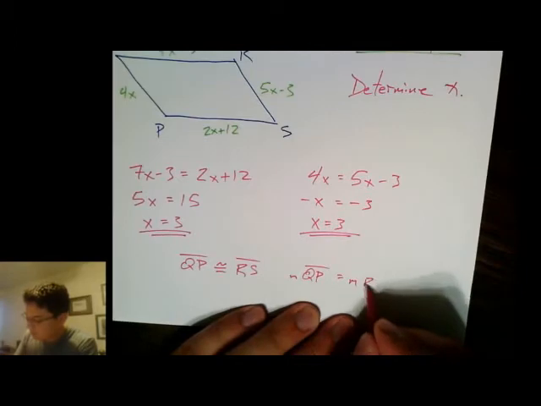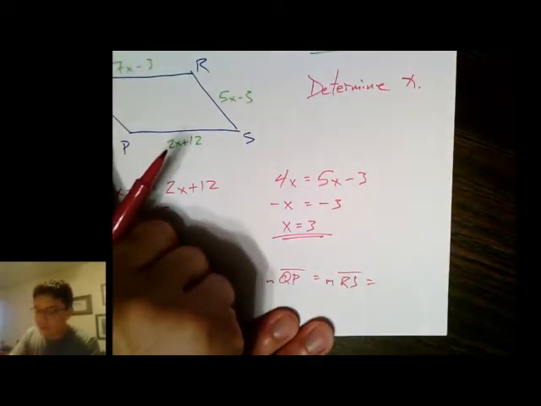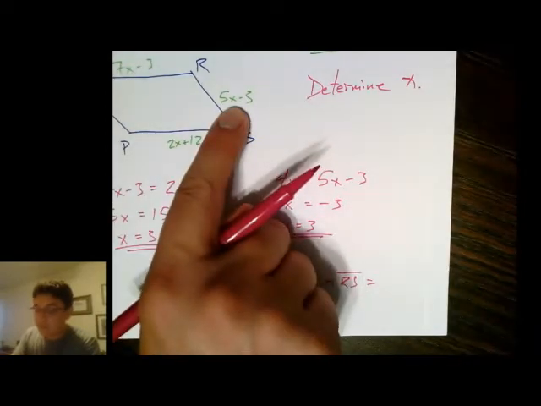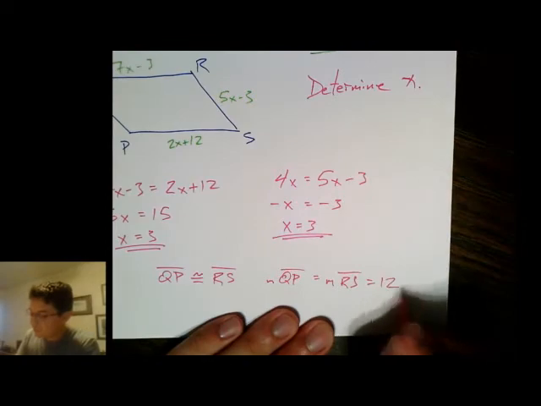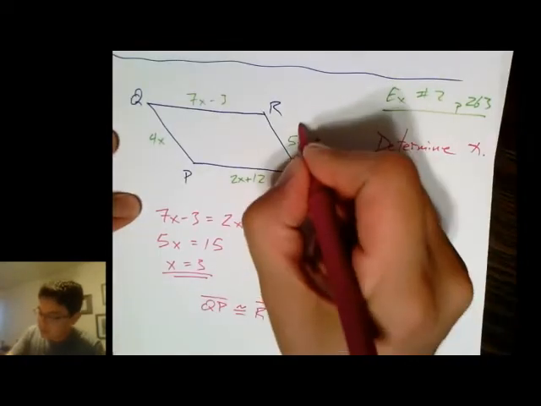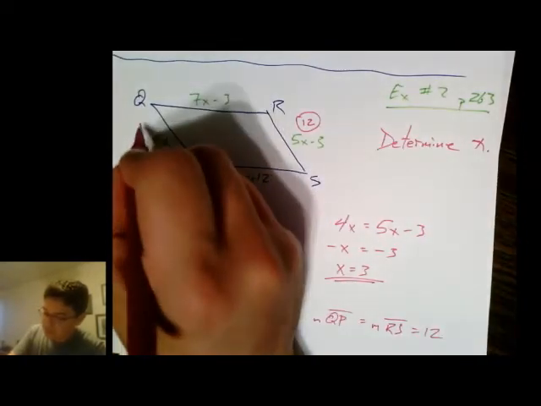Of RS, we're going to plug in 3 for this value here. 3 times 4 is 12. 3 times 5 is 15. 15 minus 3 is 12. So we end up with 12 for those side lengths, for these two side lengths. So this is 12, and this one's 12.